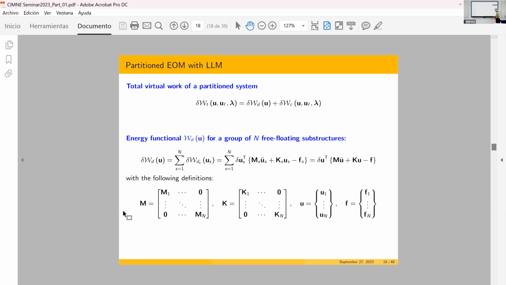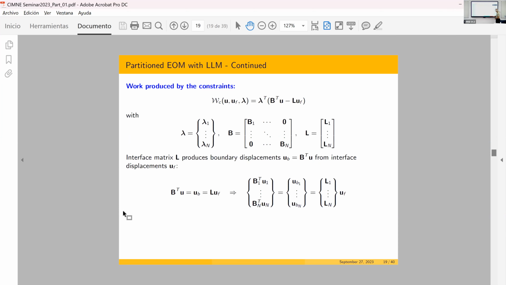And next one is constraint. Localized Lagrangian multipliers. And you can see P is a block diagonal, they are Boolean. There's no plus, minus, et cetera. It's only one or zero. Okay? And they are unique.